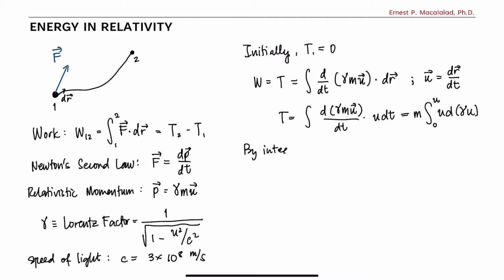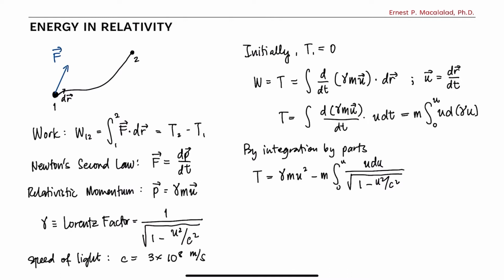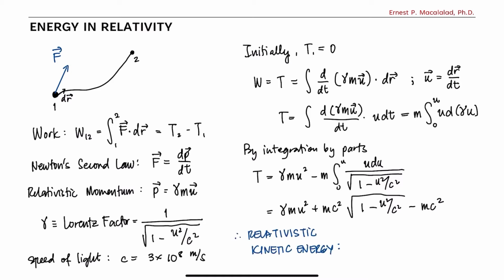By integration by parts, we obtain the expression T equals gamma m u squared minus m times the integral of u du over the square root of 1 minus u squared over c squared from 0 to u, and this is equal to gamma m u squared plus m c squared times the square root of 1 minus u squared over c squared minus m c squared. This allows us to define the relativistic kinetic energy T, which is equal to gamma m c squared minus m c squared.